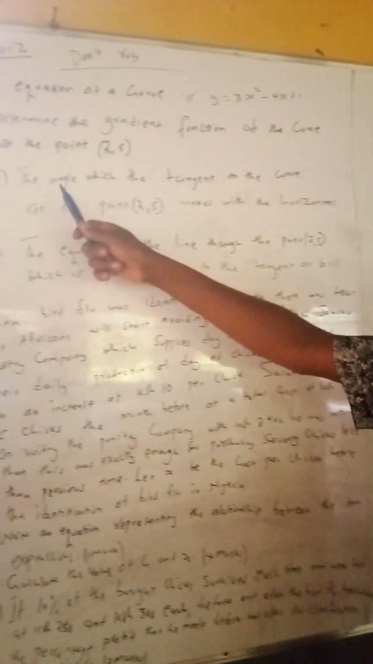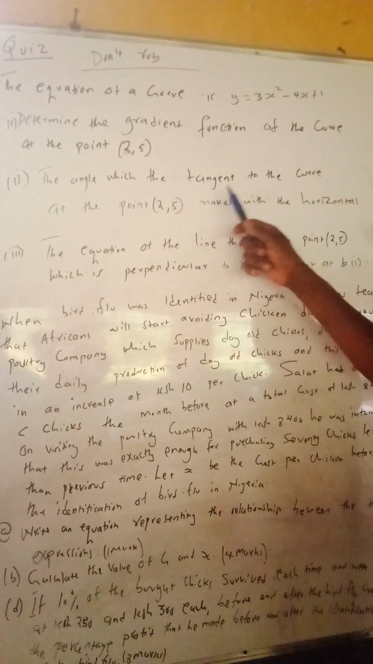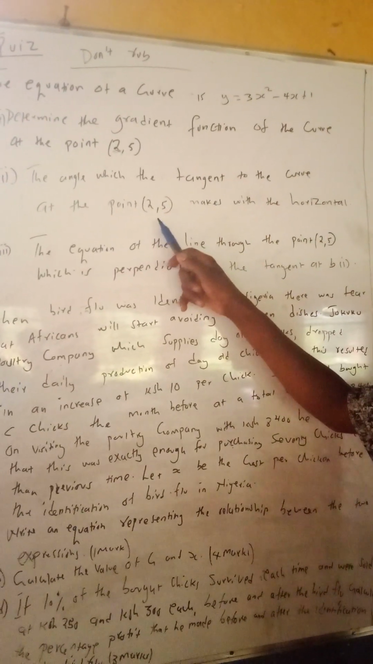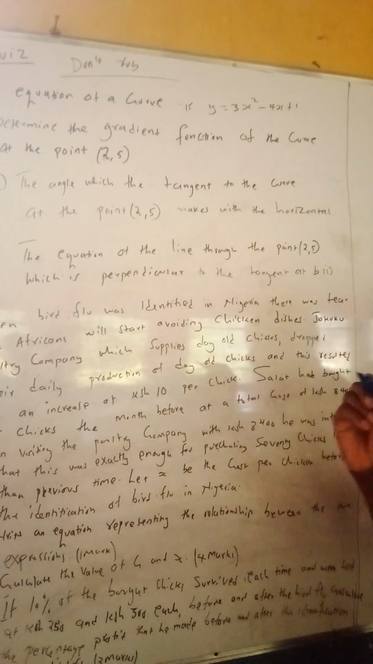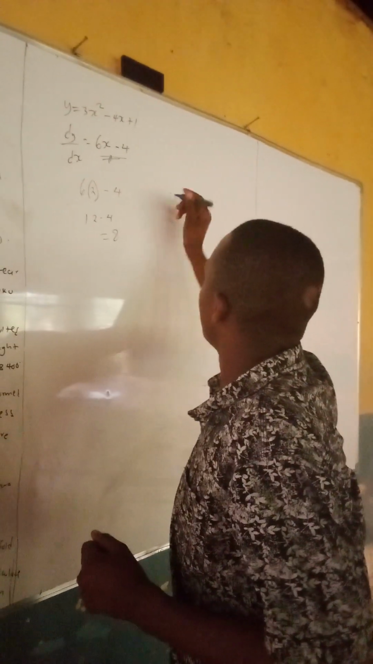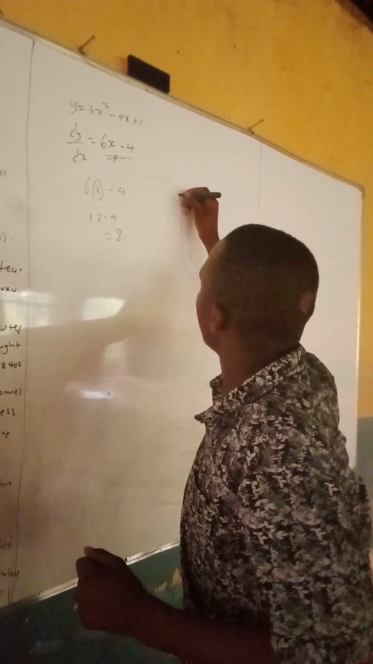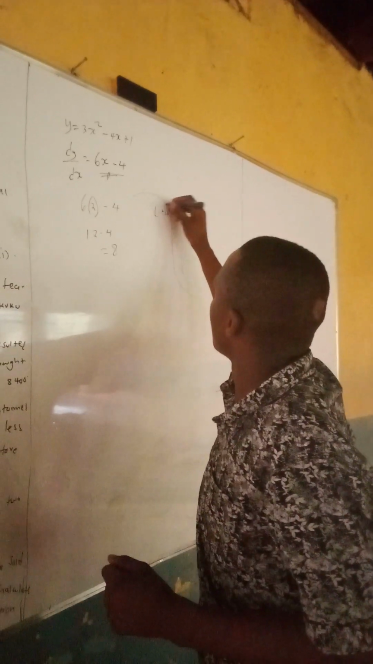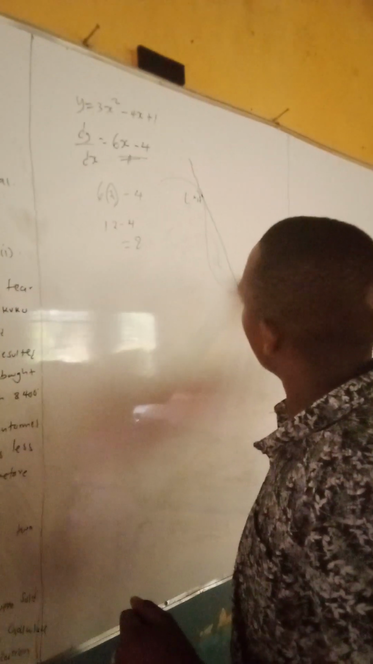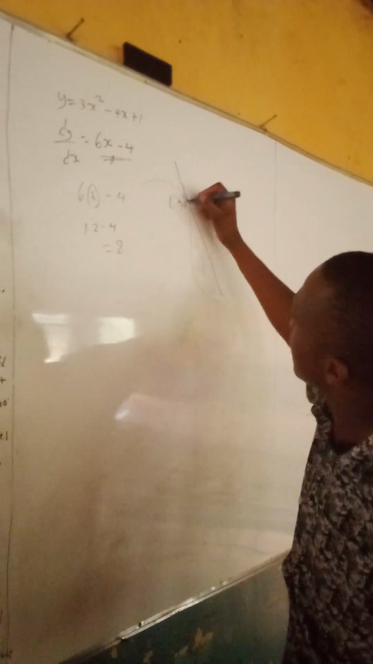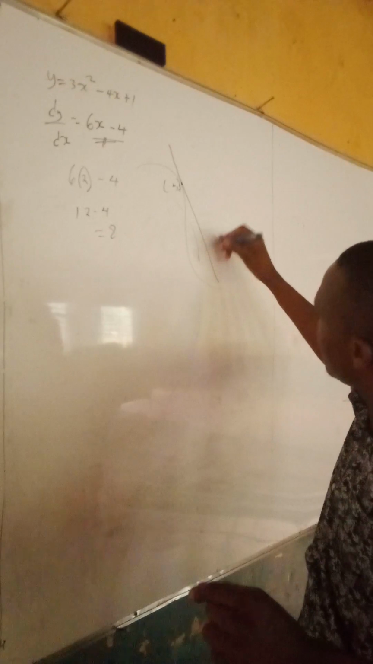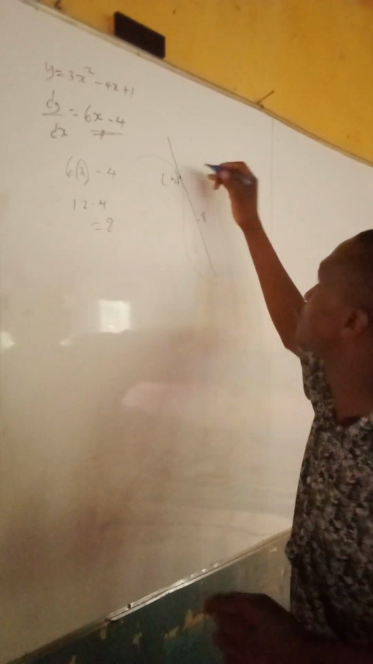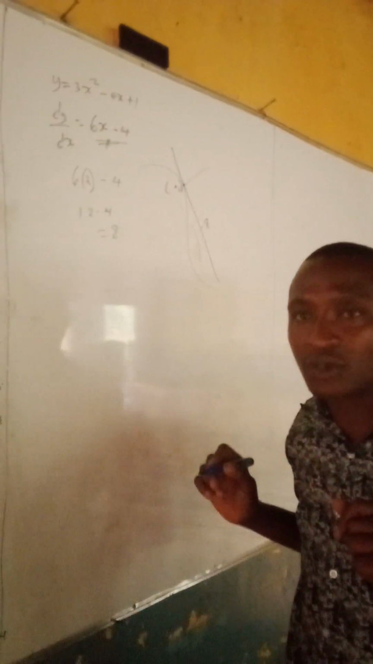When you go to Roman number 2, the angle which the tangent to the curve at the same point (2, 5) makes with the horizontal. Remember, when it comes to tangents and normals, if I have a curve of this kind, and let me assume here is (2, 5), if I have a tangent this way, the gradient of a tangent is the same as the gradient of the curve at that point. So the gradient of this tangent is actually 8. But if it is normal, then m1 times m2 must be negative 1.